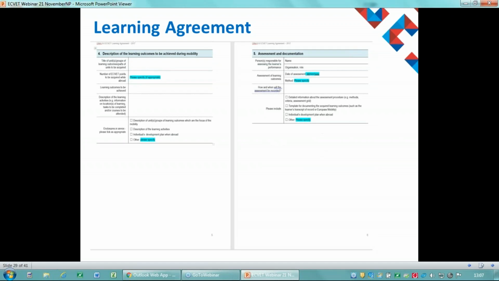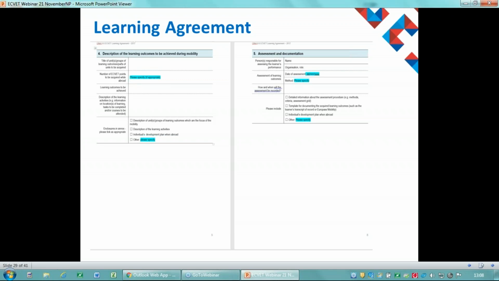Pages 5 and 6, again drilling down a little bit more into the details of the learning outcomes and setting dates, if possible, for the assessments to take place. I think probably, as Phil suggested just at the end of his part of the webinar, if you've never used ECVET before, then please don't think that all of this has to be in place overnight. There are just certain steps that you can take to start integrating ECVET into your projects.